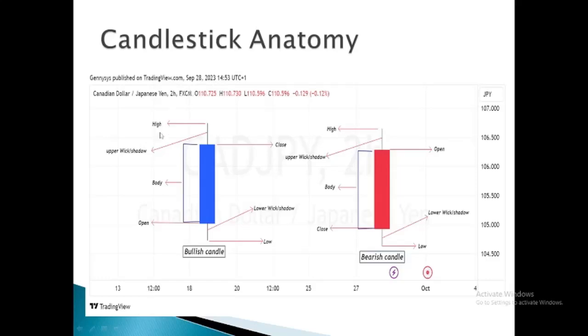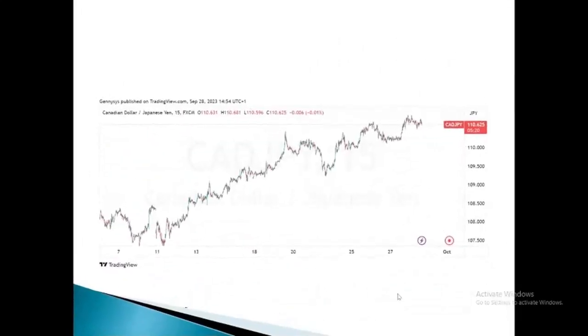So that is it about candlestick anatomy. You need to have a complete understanding of these things. Now, when you look at your charts, you should generally be able to tell that, okay, this is an uptrend or a downtrend or a ranging market. How do you know what the trend is?